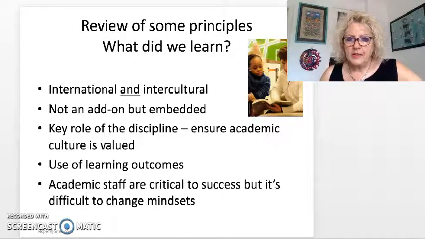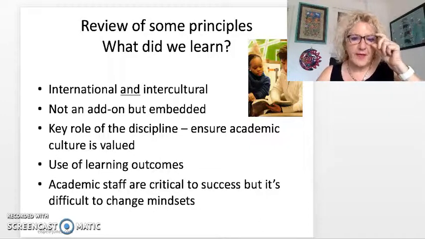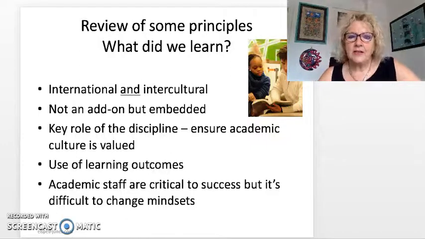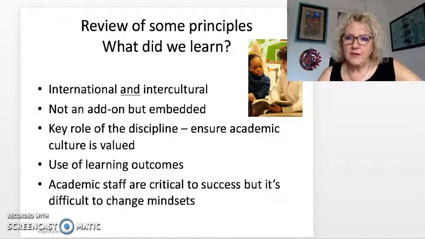The use of learning outcomes is absolutely crucial to achieving this. So what do we want students to be able to do by the end of it? Maybe you don't write learning outcomes in the way that we do at my institution in the examples that I've just shown you, but maybe you have a different way of doing it. But what you expect students to be able to do by the end of the programme is really crucial as a starting point for internationalisation.